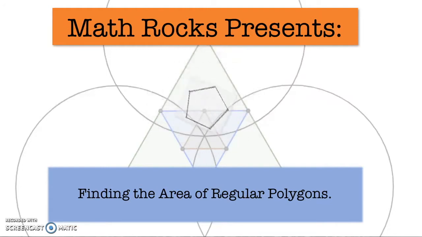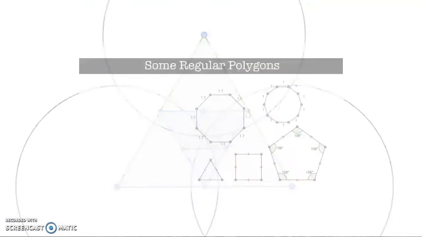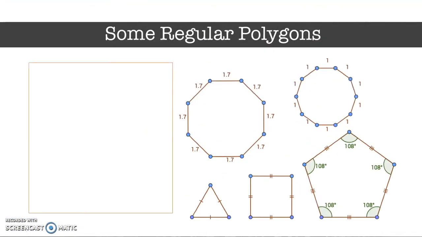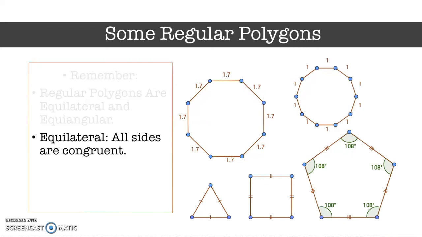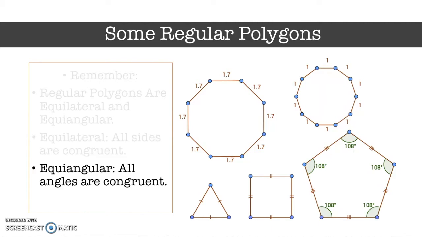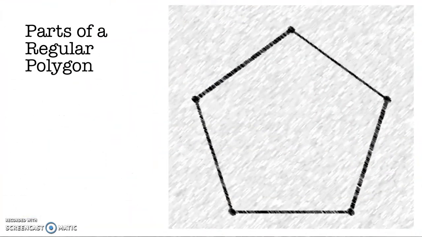Today we're going to be finding the area of regular polygons. We're going to go over the definitions pretty quickly here, so try to keep up or rewatch the video as you need to. Here are some regular polygons. As you know and as you can see, all of the sides in a regular polygon are congruent to one another, and all of the angles are also congruent to one another. That is the definition of regular polygons.